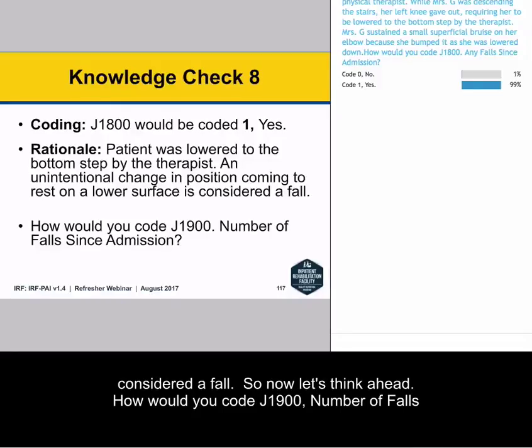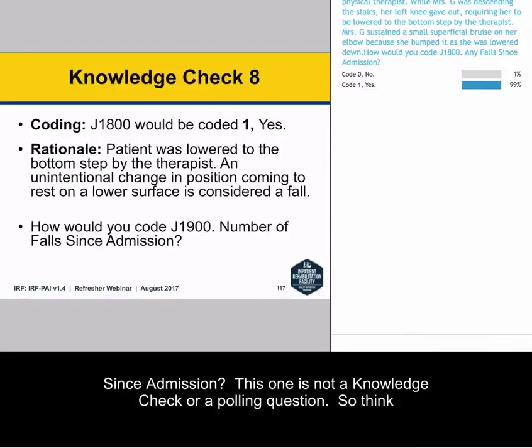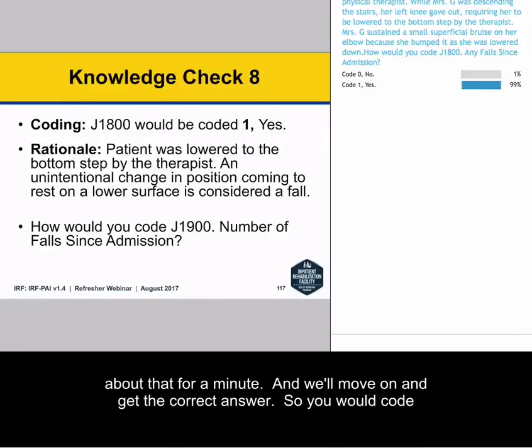So now let's think ahead. How would you code J1900, number of falls since admission? This one is not a knowledge check or a polling question, so think about that for a minute, and we'll move on and get the correct answer.